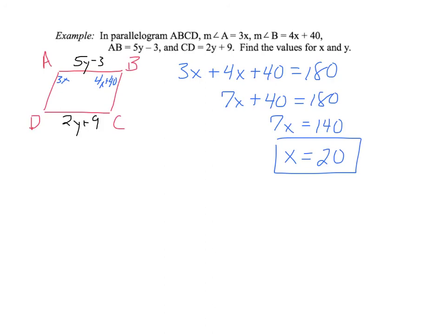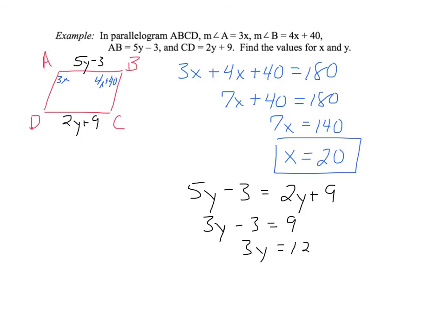The next thing I have to do is solve for y. The two measurements that deal with y are the ones for the sides that are opposite of each other. In a parallelogram, opposite sides are congruent. So I would say that 5y minus 3 should equal 2y plus 9. If I subtract 2y from both sides, I get 3y minus 3 equals 9. Add 3, 3y equals 12, meaning my y should end up equaling 4.